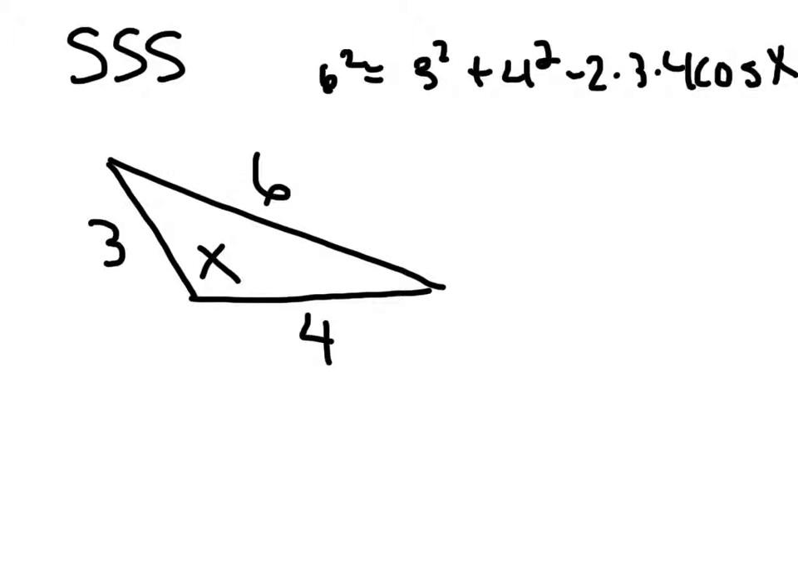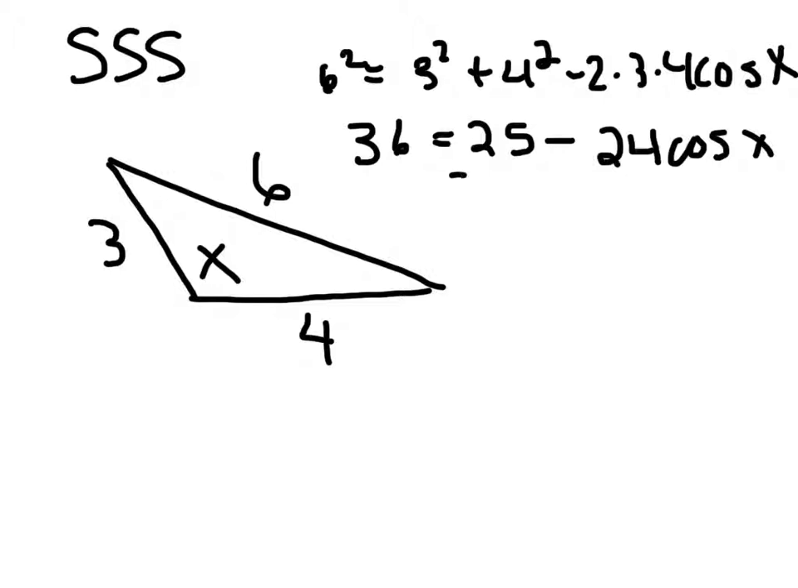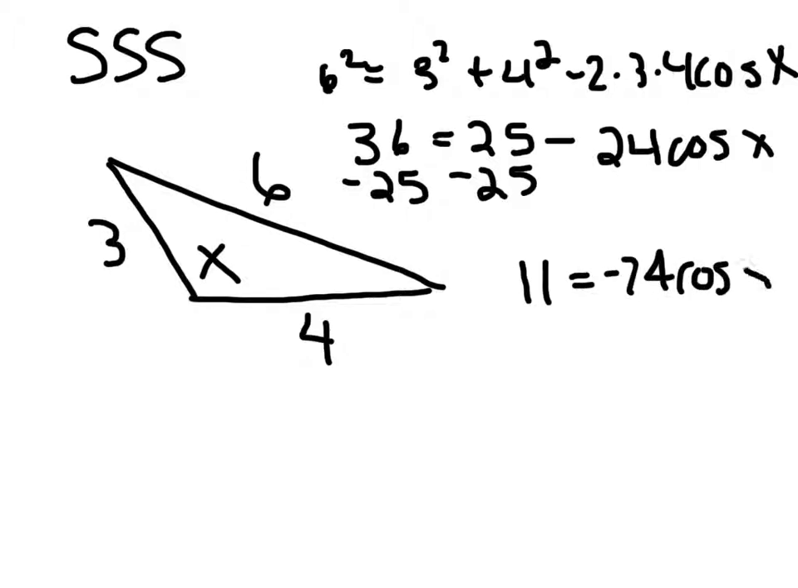And so now in this problem, you actually have to solve it. And so I'm going to square everything first. 36 equals 9 plus 16, 25 minus, and that's 6 times 4, 24 cosine x. You just have to be careful with your order of operations here. Your next step is to subtract 25. And so you get 11 equals negative 24 cosine x. And 11 over negative 24 equals cosine of x.